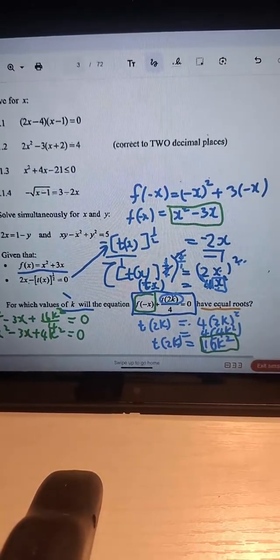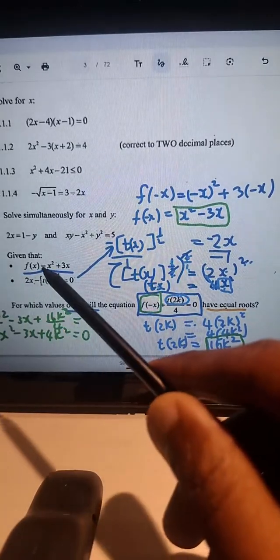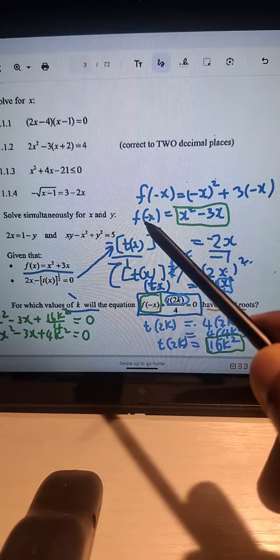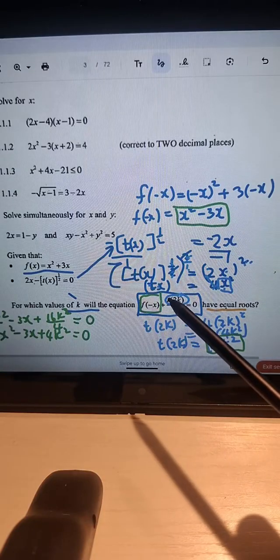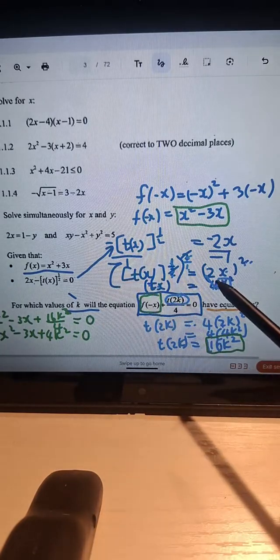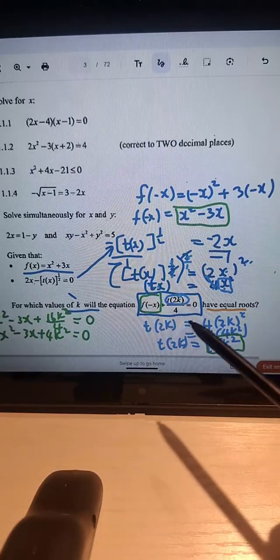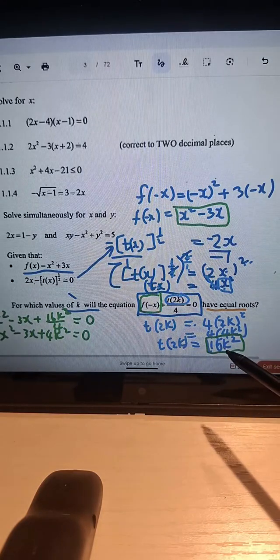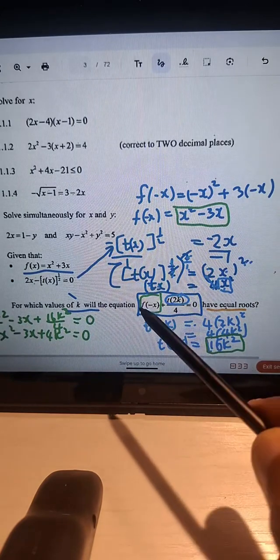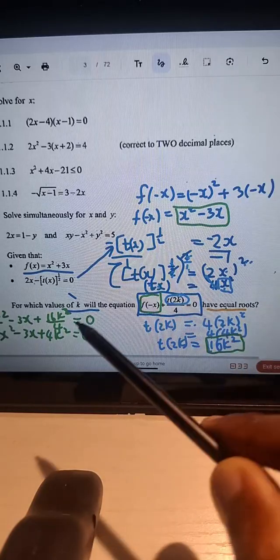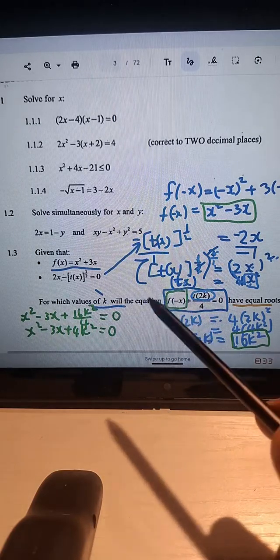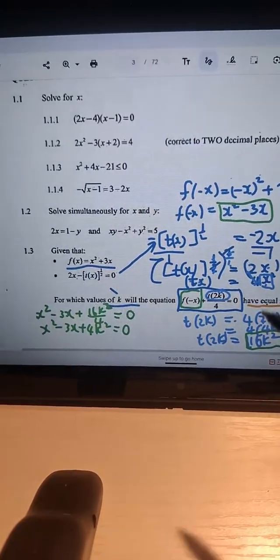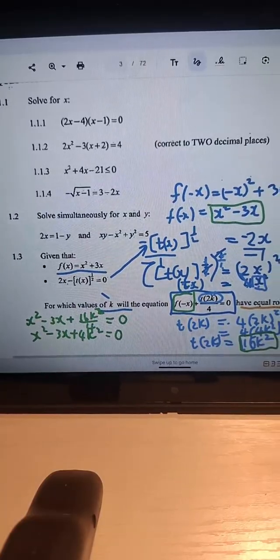Okay, so you see this whole entire process that we performed here: getting f of negative x, getting the expression which is x squared minus 3x, getting t of x sorted first, and then getting t of 2k so that we can get the expression of t of 2k, then taking this and that, substituting it into this equation, getting this simplified equation, and now ready to actually do what? Find the values of k for which this equation will give us what? Equal roots.